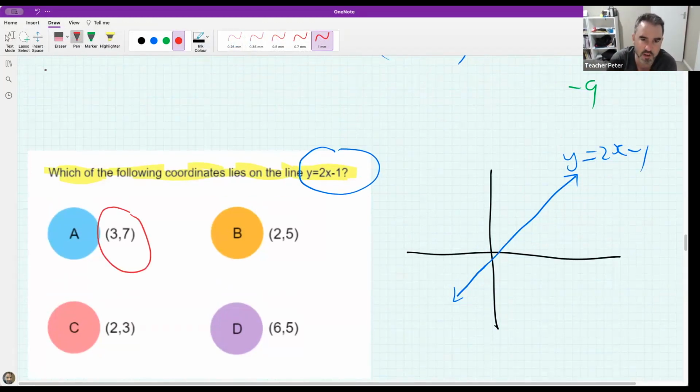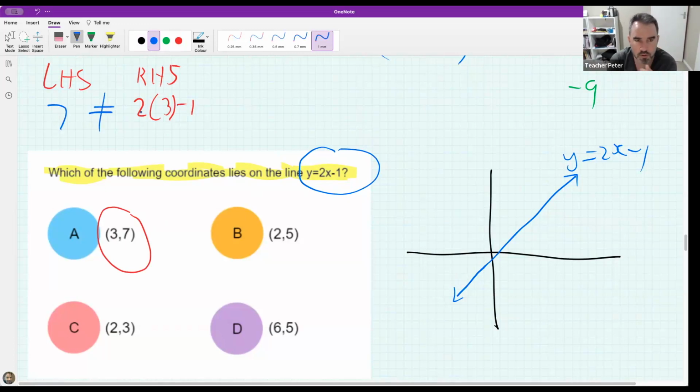So let's take 3, 7. And what I say is I make it the left-hand side and the right-hand side. So if I sub 3, which side does it go? X is 3, so it goes to the right-hand side, and it would be 2 times 3 minus 1. The left-hand side would just be 7 because there's a 7 over here. Is 7 equal to 2 times 3 minus 1? No, because 2 times 3 minus 1 is actually just going to be 5, and 7 does not equal 5. So this is not on the line.